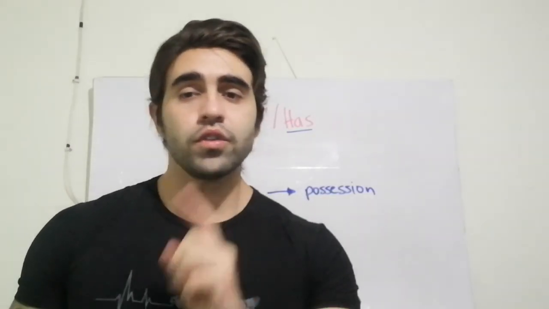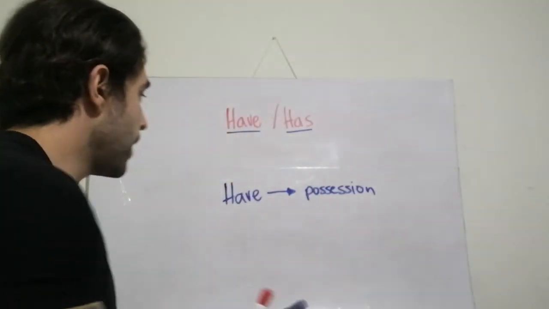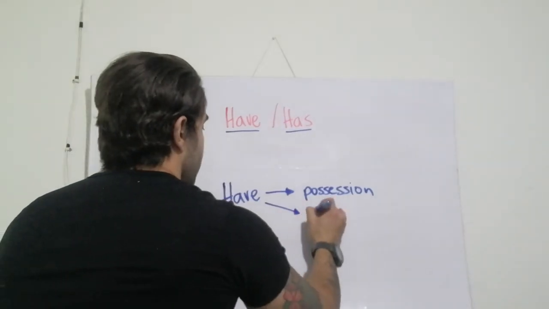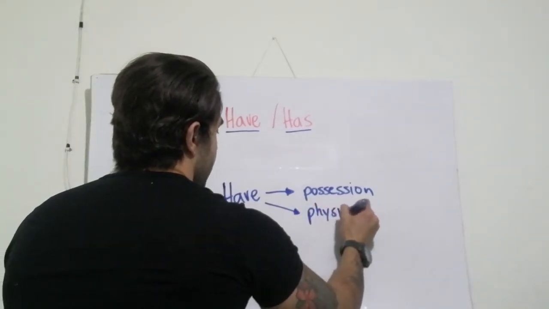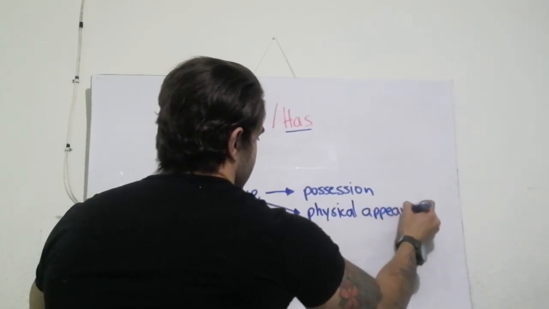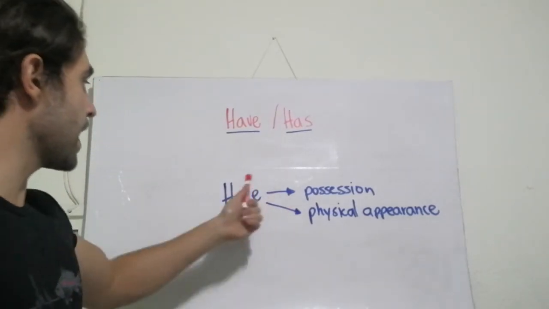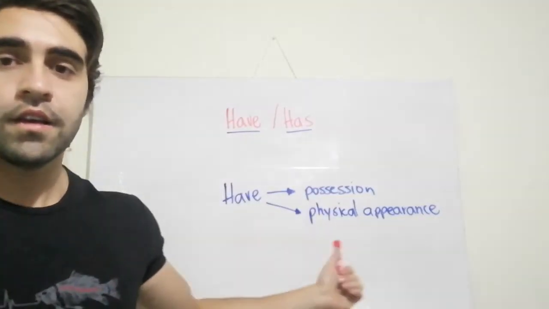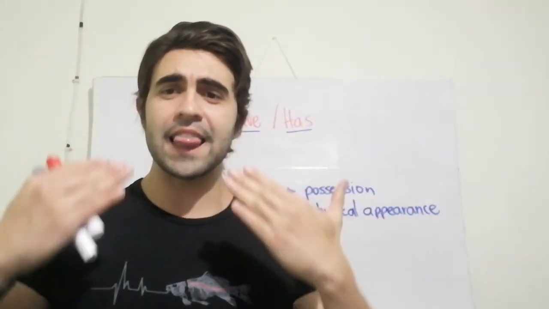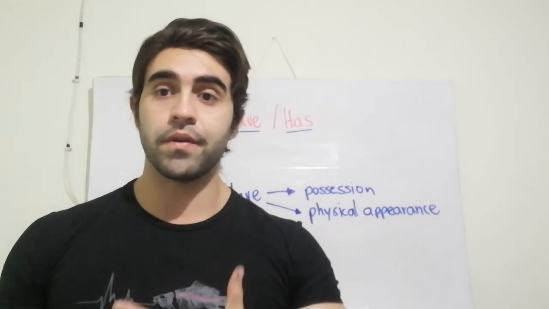Now, it is not only to express possessions, but at the same time, we can also use it to talk about physical appearance. Yes, we can also use the verb have to talk about physical appearance. Now, when you talk about physical appearance, obviously you talk about the looks of a person.